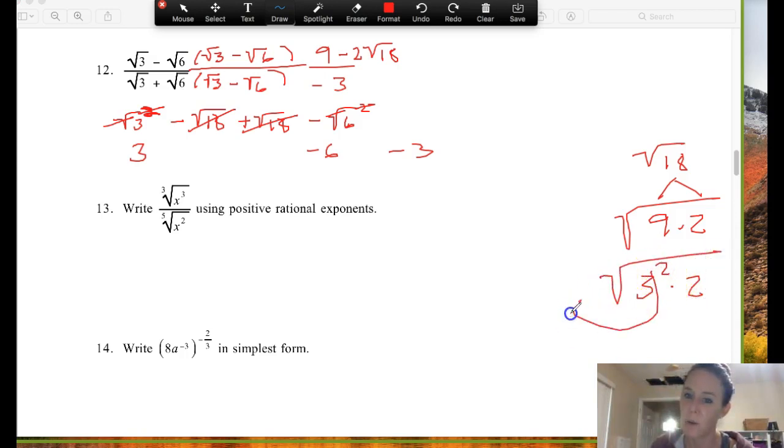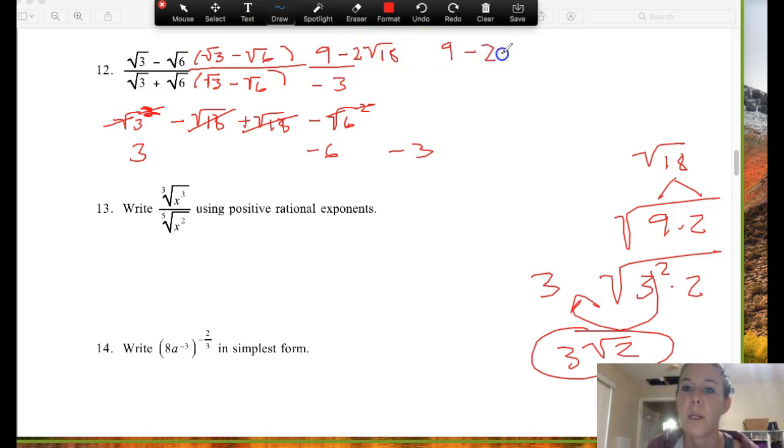This comes out of the square root and becomes 3. So I have 3, and then the 2 is not a perfect square, it stays inside. So I have 3 root 2. That's what I have for the root 18. Root 18 is equal to 3 root 2. So I simplify this to 3 root 2, and I still have to multiply it by negative 2. So what I have here is 9 minus 2 times 3 root 2 over negative 3. Now let's simplify this. 9 minus 2 times 3 is 6 root 2 over negative 3.